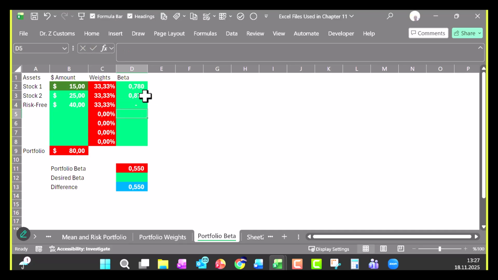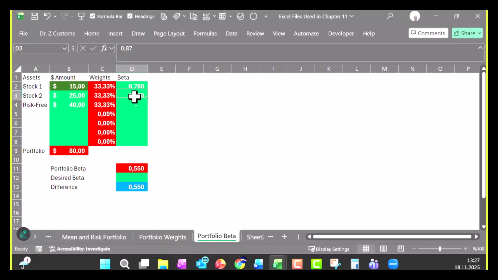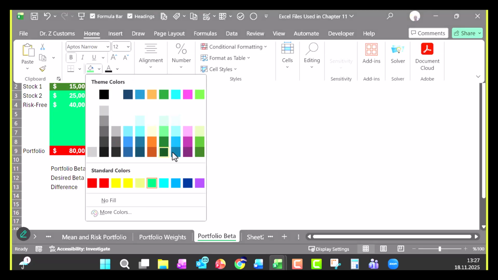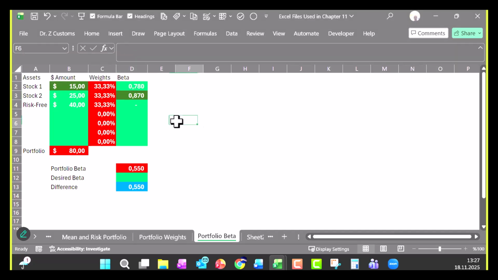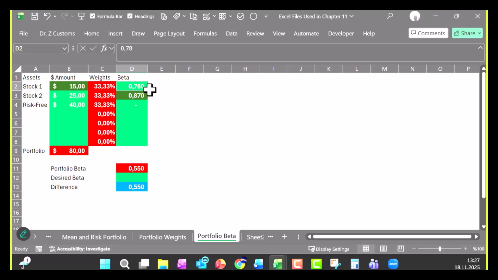Okay. And in this case, we're not doing the amount. Doesn't matter too much anyway. One of the portfolios, I'm gonna call this, yeah, let me tag this differently. All we know is that one of the stocks has a beta of 129. So I'm going to make that stock one.